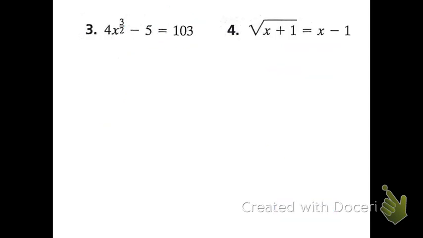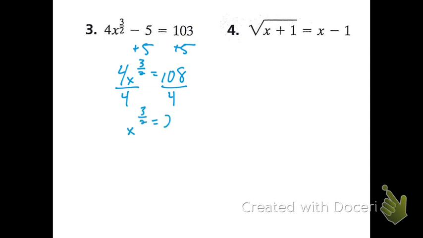Next up, I'm going to start by adding 5 to both sides. You get 4x to the 3/2 power. That's going to equal 108. Divide both sides by 4. When you do it, you get x to the 3/2 power is going to equal 27.